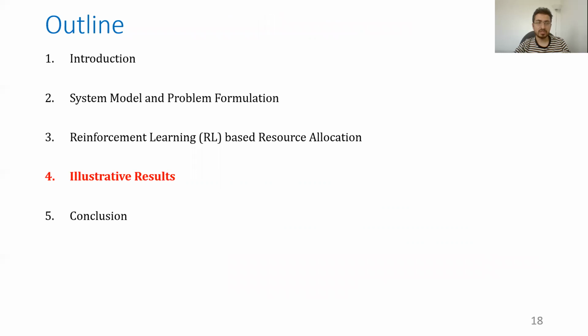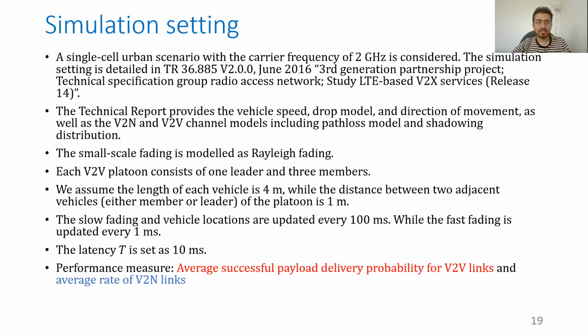So moving on to the illustrative results. We consider a single cell urban scenario setting as given in TR 36.885 of 3GPP. The TR provides the vehicle speed, drop models, direction of movement, as well as the V2N and V2V channel models, including path loss and shadowing. The small-scale fading is modeled as Rayleigh fading, and in our case, each V2V platoon consists of one leader and three members. Also, we set the latency T as 10 milliseconds.